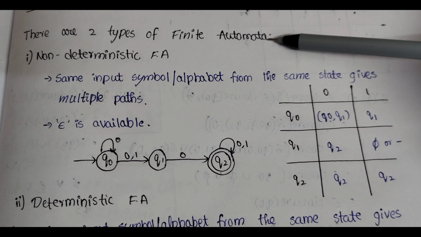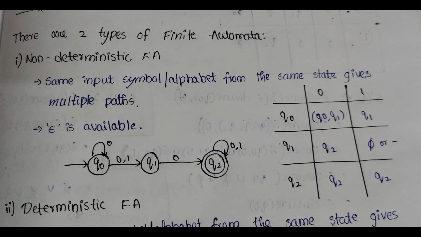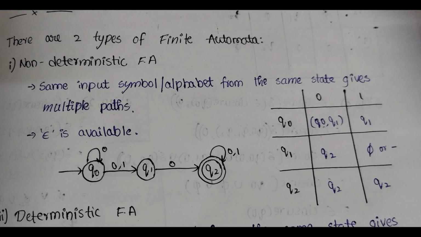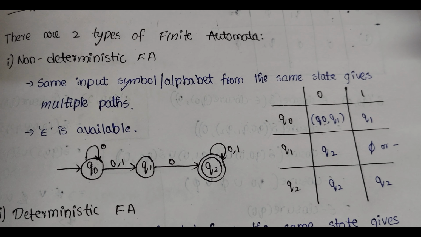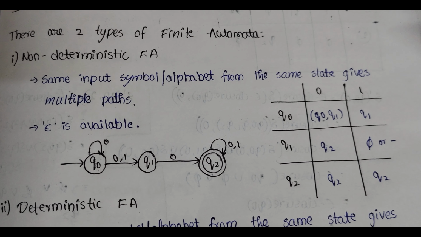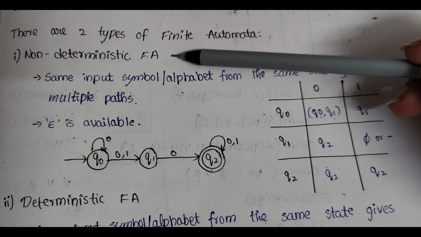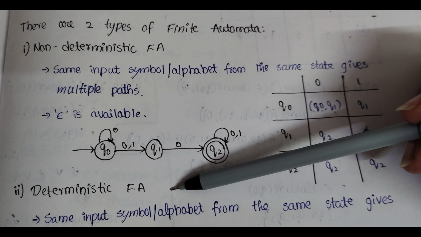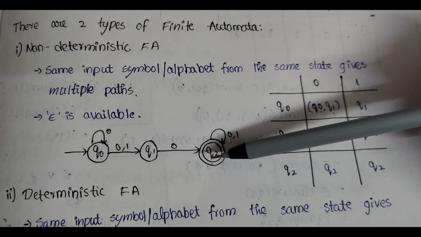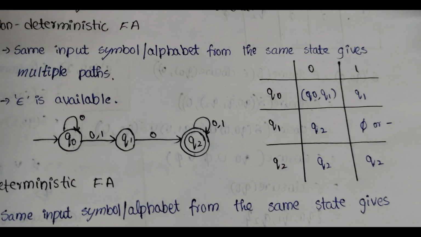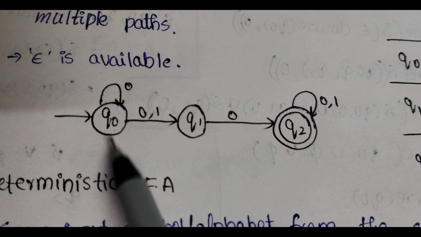In the last video, we discussed the introduction to finite automata. In this video, let us discuss the types of finite automata. Basically, there are two types of finite automata: non-deterministic finite automata and deterministic finite automata. Let us see an example and go through the definition of it. Have a look at this.